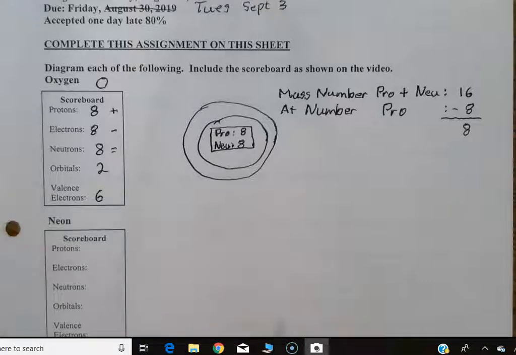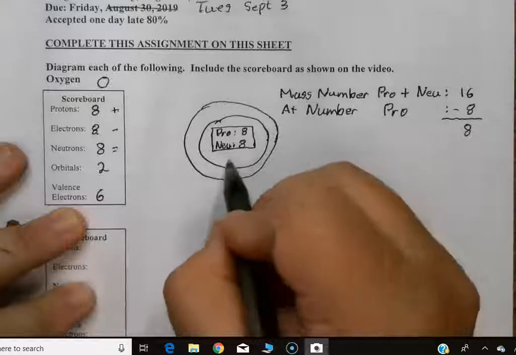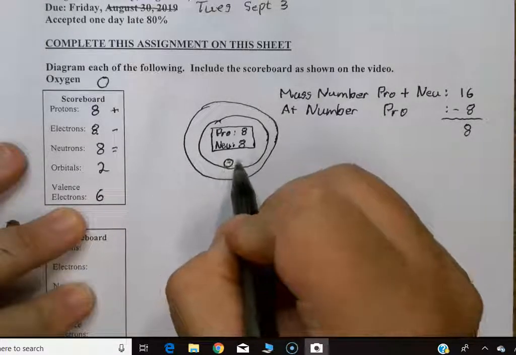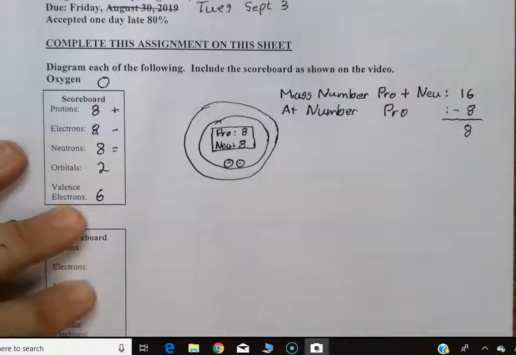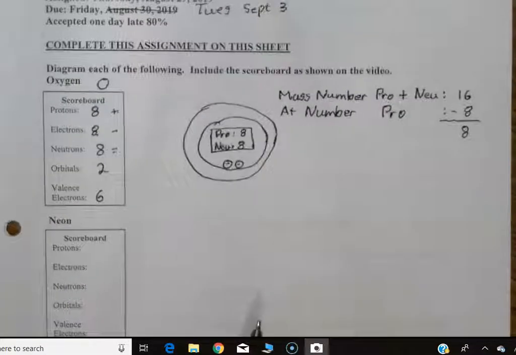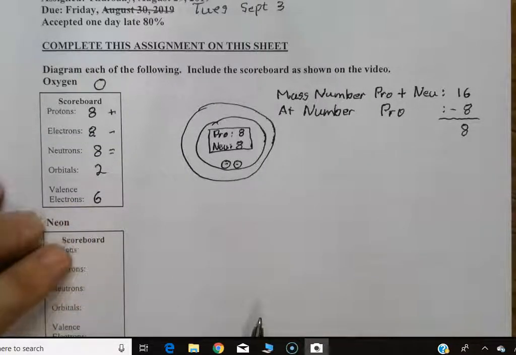Okay, now we're ready to go ahead and place the electrons. We know we have 8 of them in all. 2 of them go in the first orbital. And since there's only 2 elements in the first row, that fills up the first orbital. You can't put more than 2 electrons in the first orbital. That means we have 6 left, and those are our valence electrons.